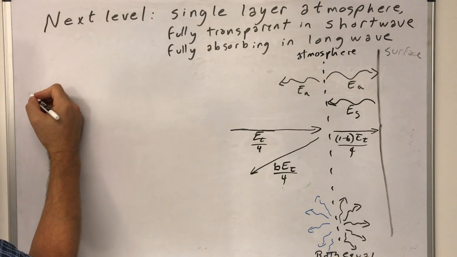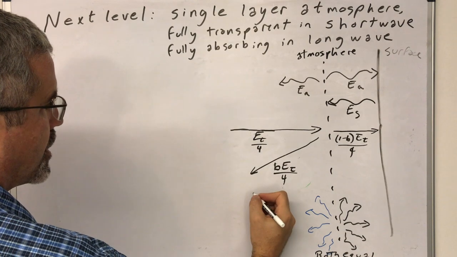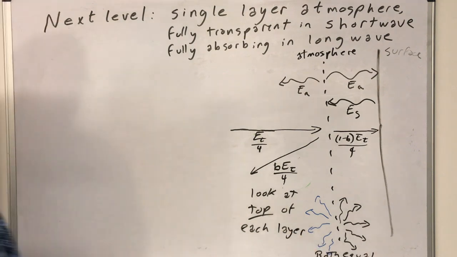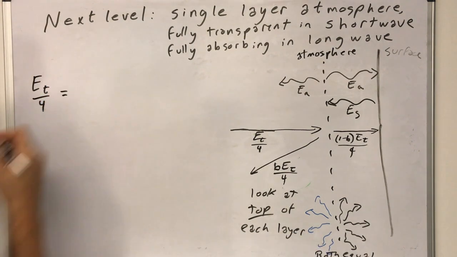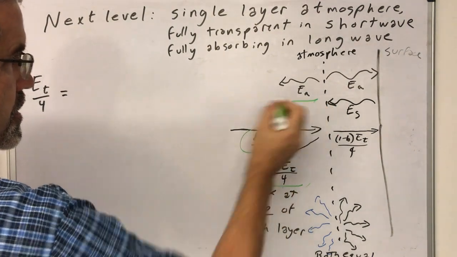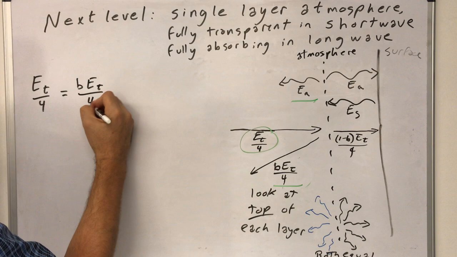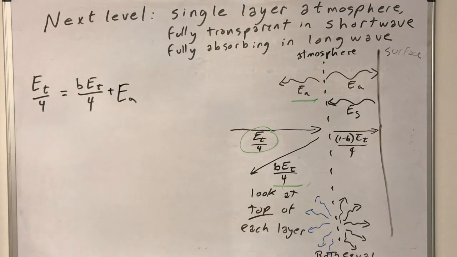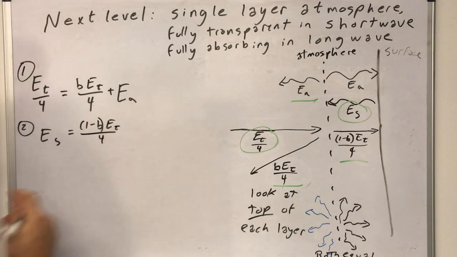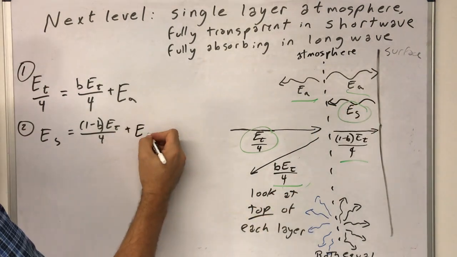Now, at each layer, the amount coming in has to be equal to the amount going out. If that weren't true, then down below that layer, things would be either freezing or blowing up. What this means is that I can write the following equations. E sub t divided by 4 equals b times E sub t divided by 4 plus E sub a, that's what's going in at the top of the atmosphere, equals what's coming out at the top of the atmosphere. E sub s equals 1 minus b times E sub t over 4, that's what's coming in, plus E sub a is also coming in.